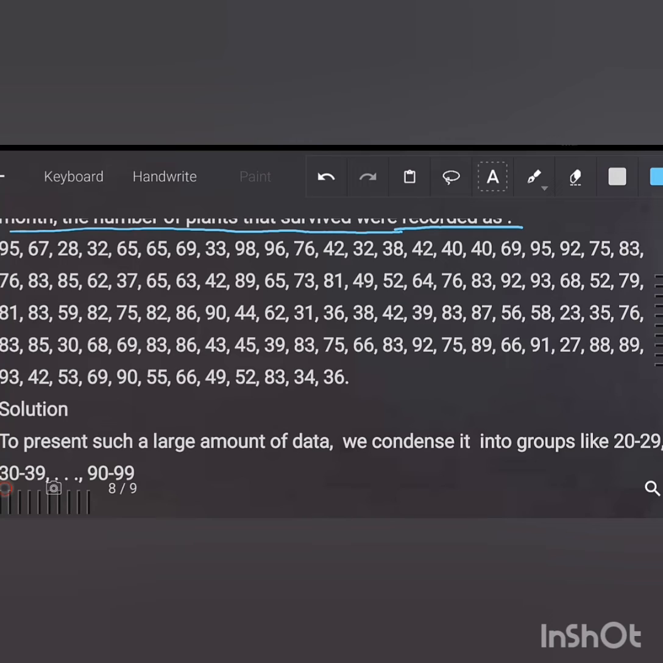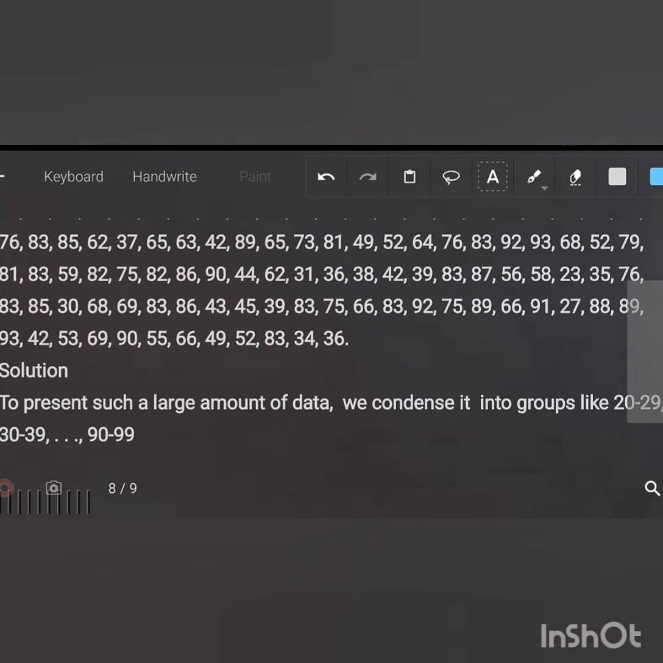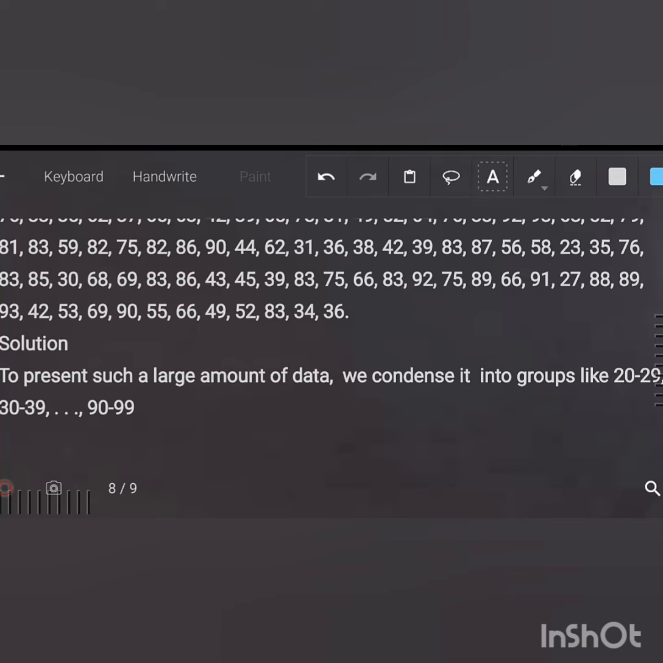To avoid that kind of problem, because there are 100 schools and 100 trees, it's a big task for us to find out. To avoid this kind of difficulty, we are doing this into grouped frequency distribution. How does this grouped frequency distribution work? To present such a large amount of data, we condense it into groups like 20-29, 30-39, 40-49, 50-59, and so on, 90-99.